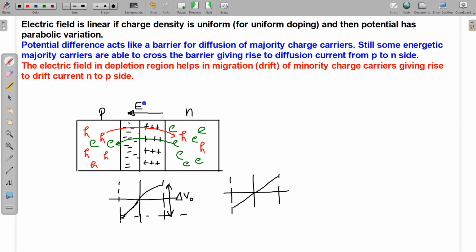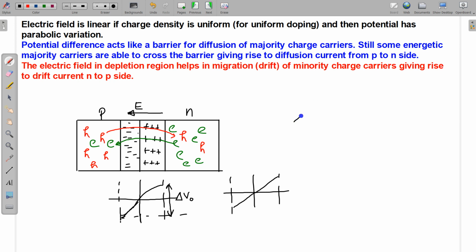And we can represent electric field by this kind of potential barrier. We can also term this delta V naught as potential barrier, where delta V naught is the potential barrier height, and we know that this will act as a barrier for majority charge carriers here. Due to this electric field, the positive charges cannot go from P to N.